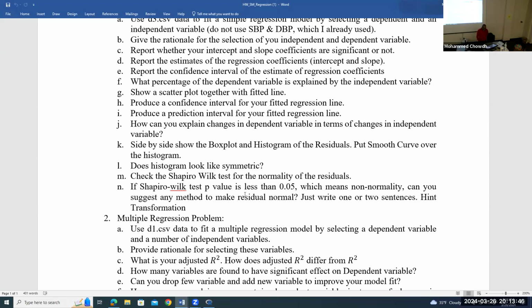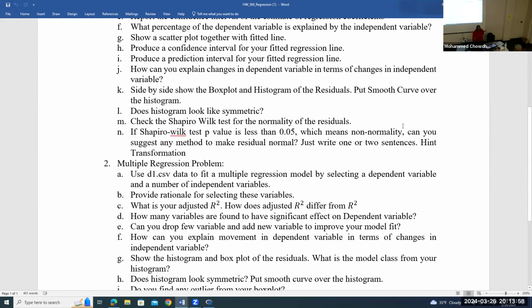If Shapiro-Wilk test p value is less than 0.5, which means non-normality, can you suggest any method to make this residual normal? Just write 1 or 2 sentences. Hints, transformation. What are the other transformations you can write? If someone writes the correct transformations, I will give him or her a secret credit. Only me and God and the guy knows. If she writes the correct transformations, only she will know, I know, and God knows.